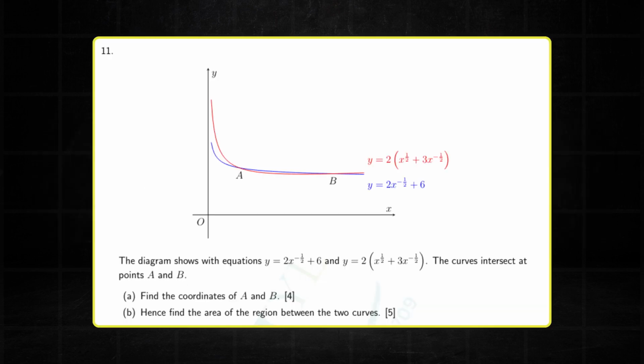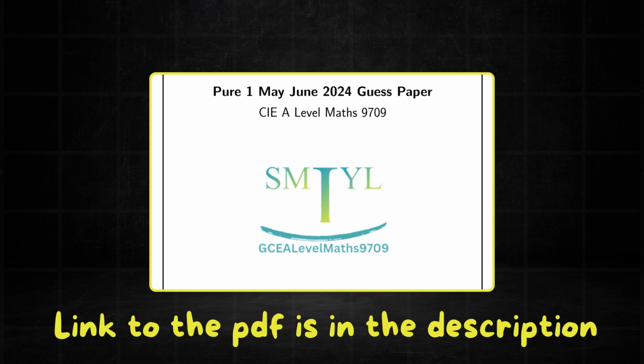And then finally, the last question is number 11. So number 11, part A is finding the coordinates of A and B. That should be pretty straightforward. And then part B are now using those coordinates to help you find the area of the region between the two curves. And that's a bit of integration. And then you're done with the paper.